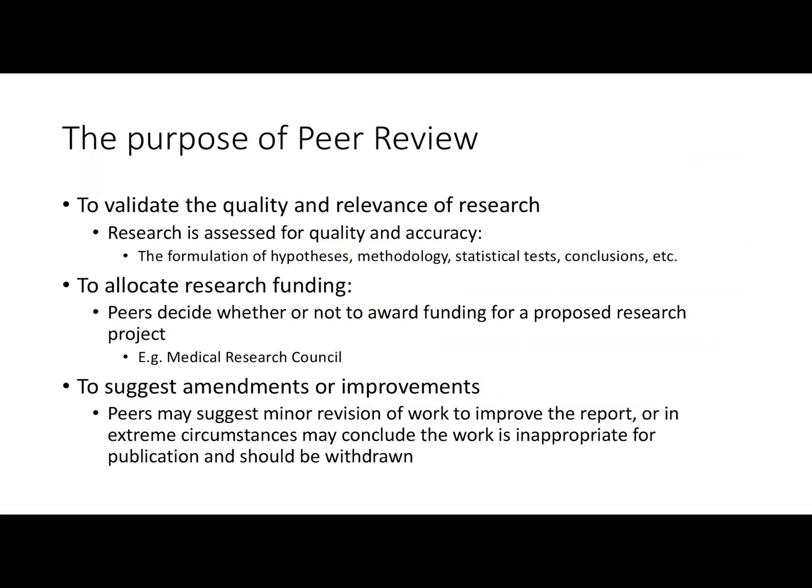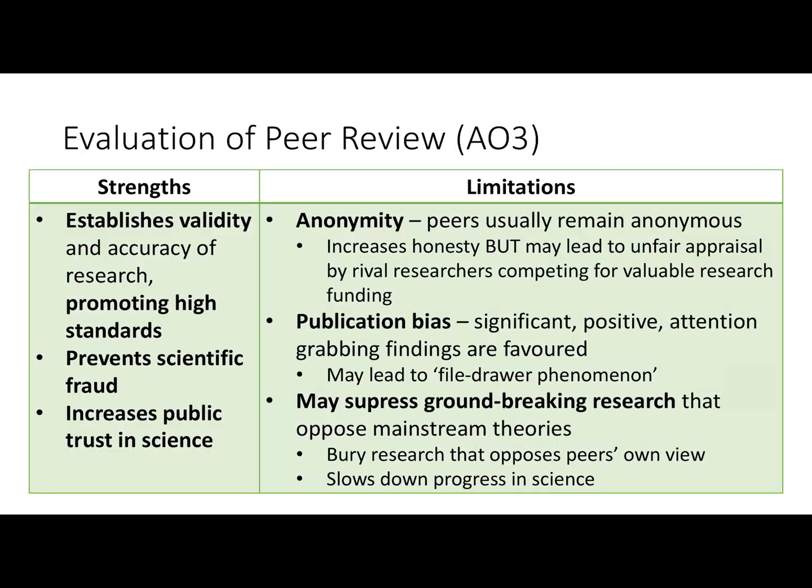These journals, some of them are more credible than others. For example, Nature is probably the hardest journal to get published in because every single piece of work is scrutinized. Every single word in that manuscript is going to be considered. And so you can tell by the quality of the peer review process how credible a scientific journal is. So let's have a look then at the strengths and the limitations of peer review.